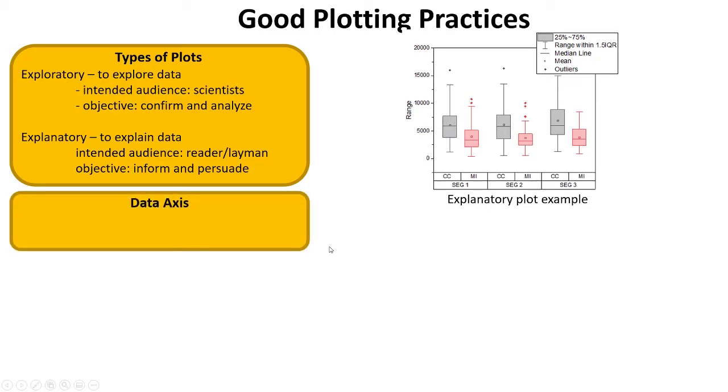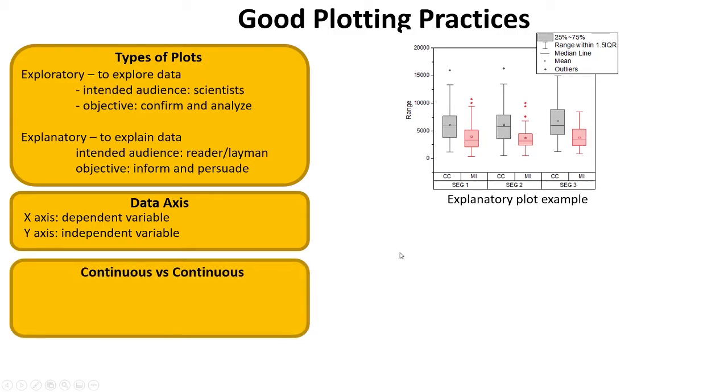Okay, so data axes. On your x-axis, you're always going to want your dependent variable. You can see here that they have their different categoricals, seg1, CC, MI, whatever those things are. They're all represented here. And on your y-axis, you're going to have your independent variable. They're plotting a range of some kind. That is clearly their independent variable. This applies to both scatter plots and to box plots. All types of plots, you want your x-axis to have your dependent, your y-axis to have your independent.